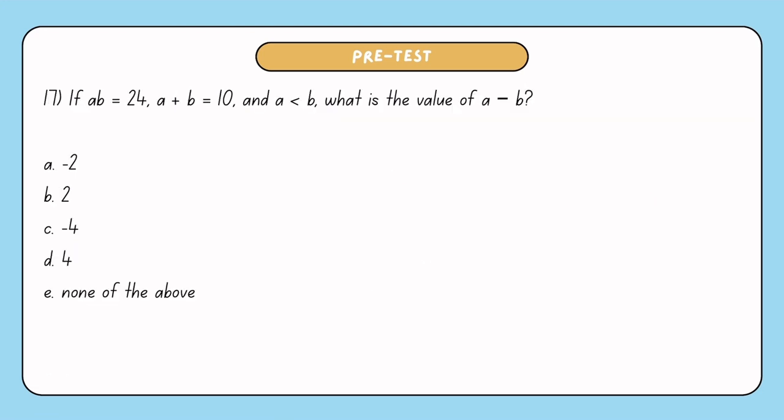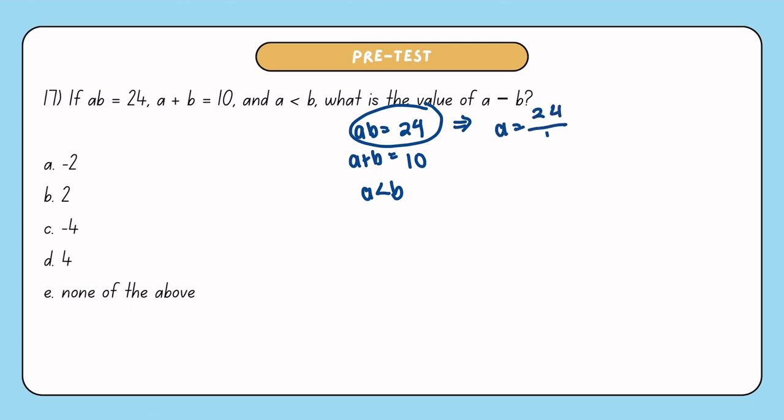Number 17. If AB equals 24 and A plus B equals 10 and A is less than B, what is the value of A minus B? So una, sulat muna natin yung given. AB equals 24, A plus B equals 10, and A is less than B. Because we know that AB equals 24, pwede natin gamitin yon to isolate variable A to get A equals 24 over B. Tapos, pwede nating i-substitute itong nakuha natin sa equation na to.